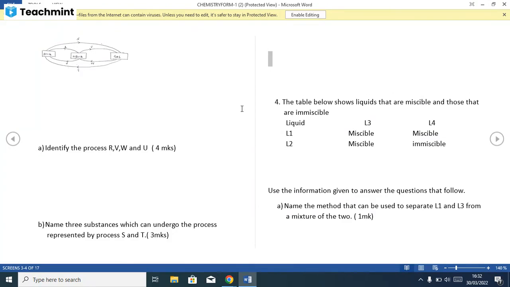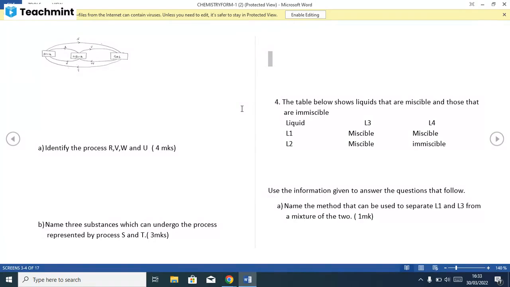Number 4. The table below shows liquids that are miscible and those that are immiscible. Read the question. Use the information given to answer the questions that follow. Name the method that can be used to separate L1 and L3 from a mixture of the two. L1 and L3.